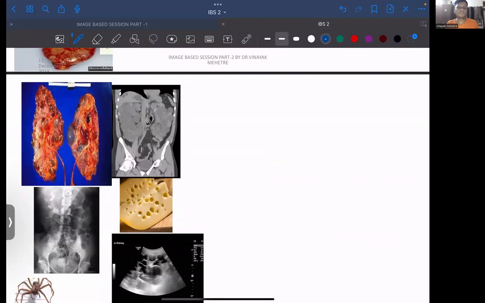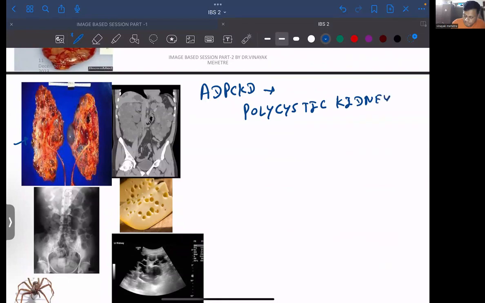What is this? ये तो पता है सबको. Yes, autosomal dominant polycystic kidney disease. Okay, right? These people are going to survive. Tell me the gene number. Anyone? Gene number is 16.